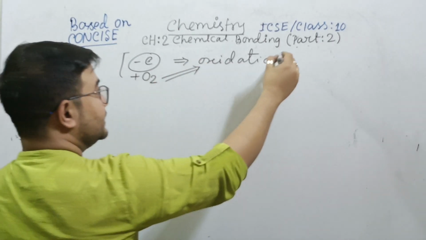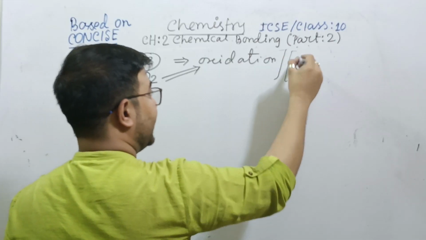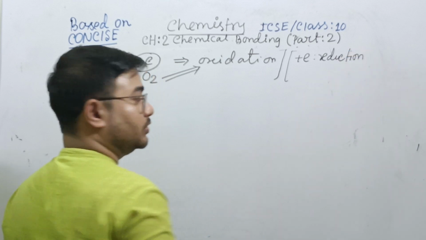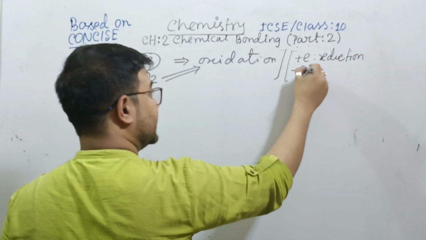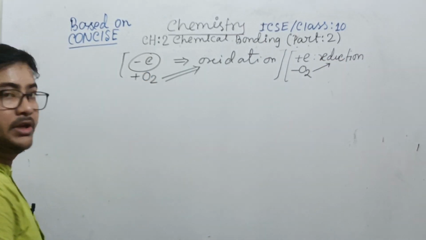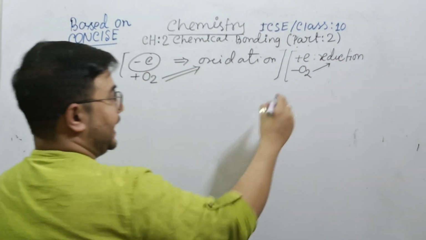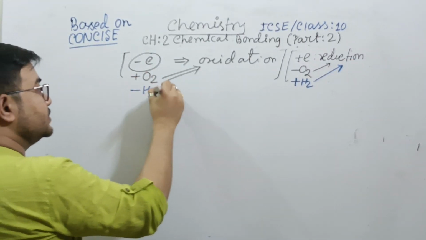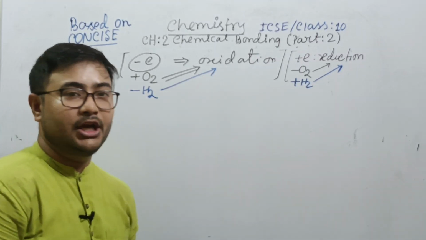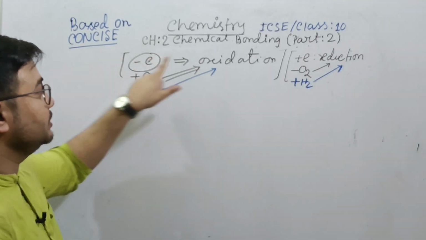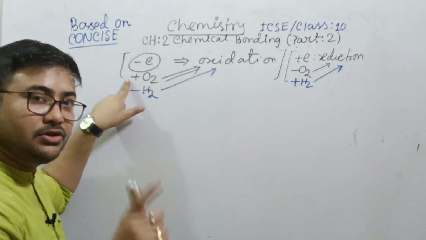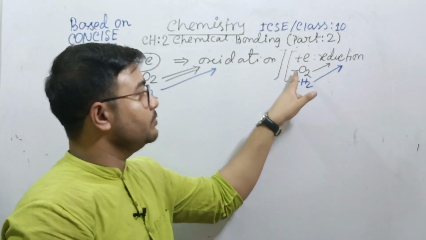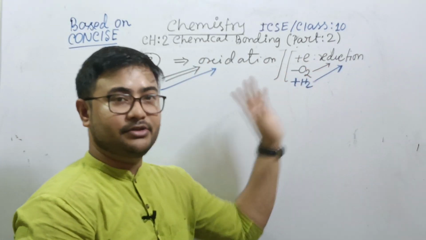Note it down. In a similar way, addition of electron means what? Reduction. And removal of oxygen also means reduction. Addition of hydrogen also means reduction. Removal of hydrogen also means oxidation. So keep in mind, not only removal of electron means oxidation, addition of oxygen means oxidation, removal of hydrogen means oxidation. Addition of electron means reduction, removal of oxygen means reduction, addition of hydrogen means reduction.